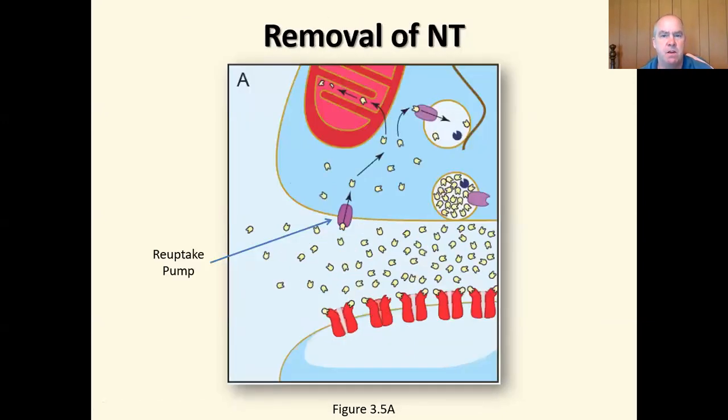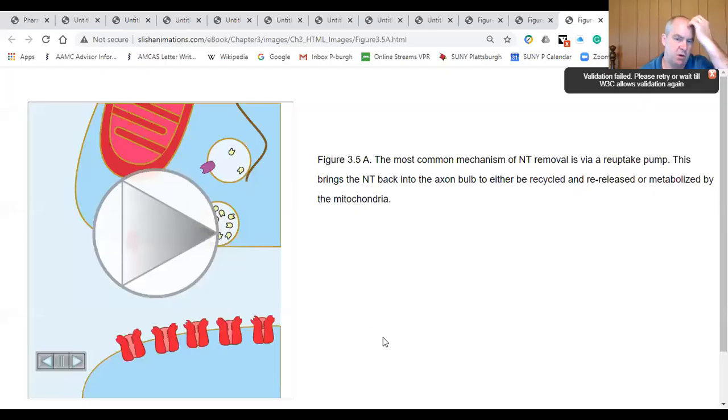Okay. Now, removal of neurotransmitter. How is the neurotransmitter removed from the synapse to stop transmission? I've got some animations on this, so let's go to that. The most common one is what happens with neurotransmitters like dopamine, norepinephrine, and serotonin. Those are three neurotransmitters we'll talk about a lot in this class. This is the way their transmission is stopped.